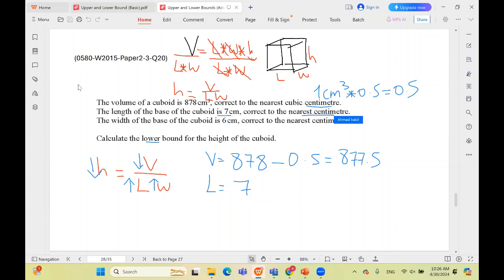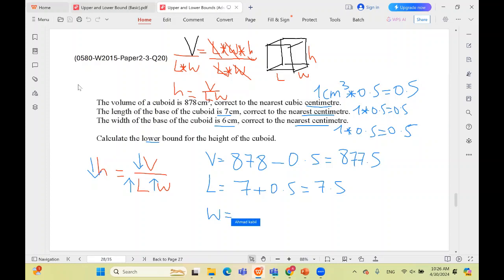correct to the nearest centimeter. So again, this is just 1 times half equals half. But here for the L, we're maximizing, so we want to add half. This is 7.5. For the W, it's 6 to the nearest centimeter again. So again, here, this is 1, multiply by half, you get half. And we are adding to maximize. So the W is 6 plus half, which is 6.5.